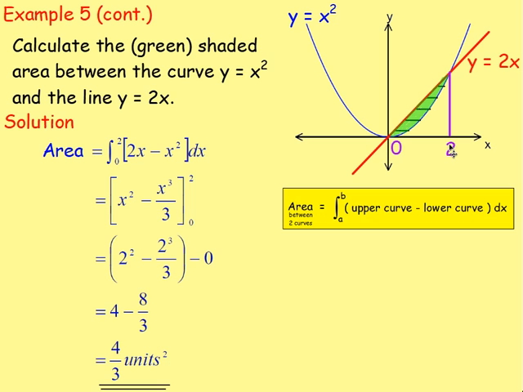Once you have the limits, you can then start working out the area by using integration. Top curve minus bottom curve. Here at the top we've got 2x, on the bottom you've got x squared, so it becomes 2x minus x squared. Integrate that between 0 and 2 and you will work out your value.